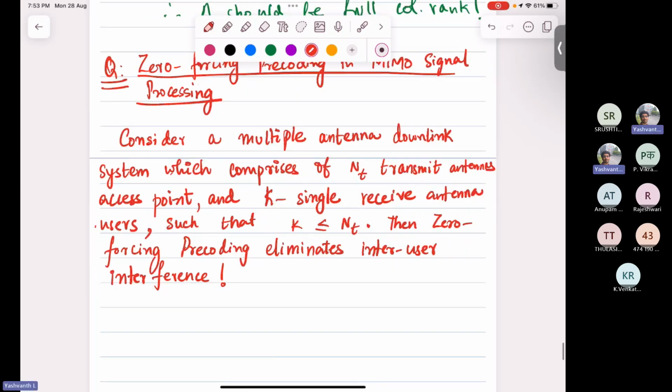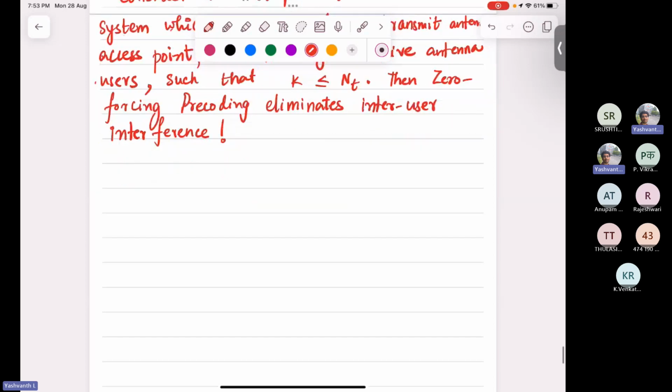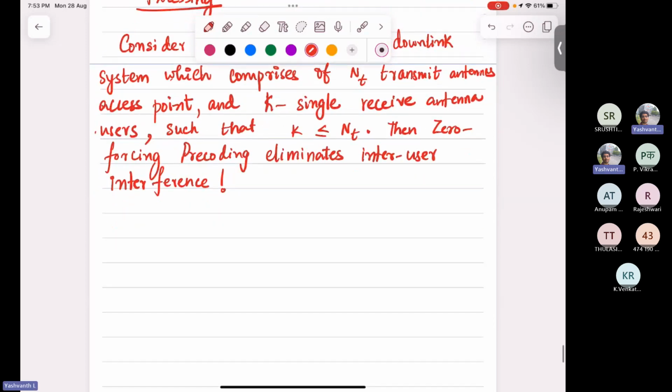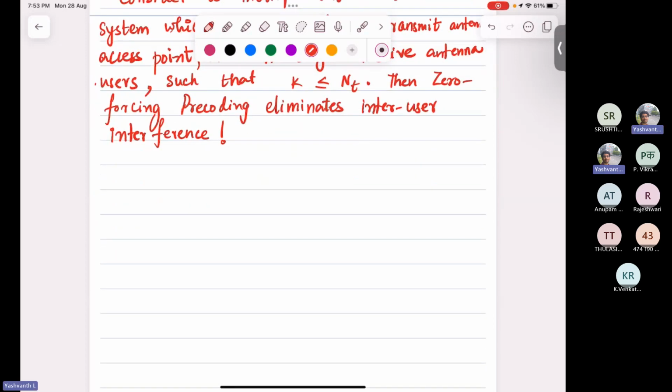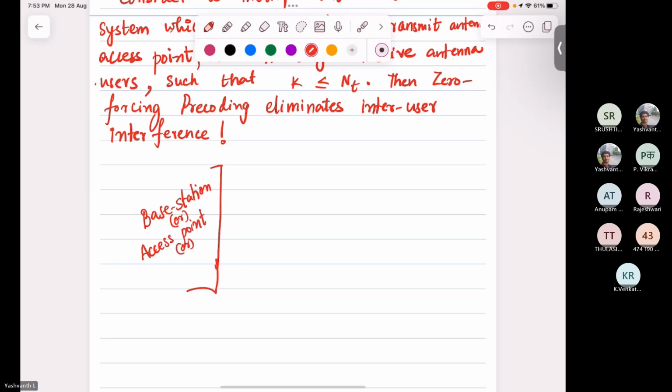This is my claim, and I'm going to prove it. So let me discuss the system I have in the picture. I have a base station, or I call it a tower or access point. Everything is synonymous. Or tower, whatever. And it has NT antennas.